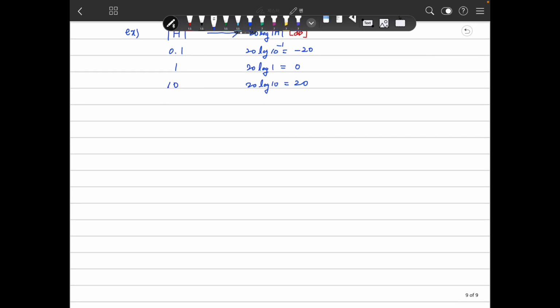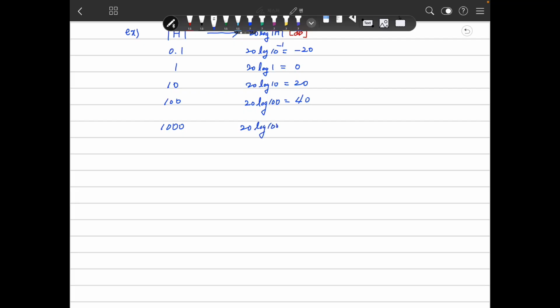How about 100? We need to transfer the 100 to dB. Then we insert the 100 into this form. 20 log 100 is 40. How about 1000?